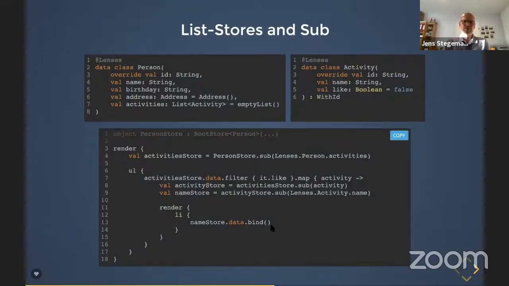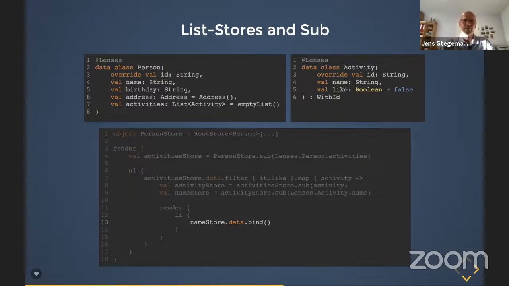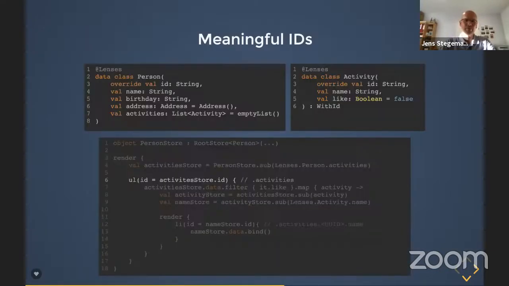Okay, and this is what I just said before. If you cannot call the eachStore convenience method, maybe because you want to filter your data before you map it, you can call the sub function, give it the activity you want, and get the actual store for exactly this list item. And this is again just a normal store you can bind to everything you want.